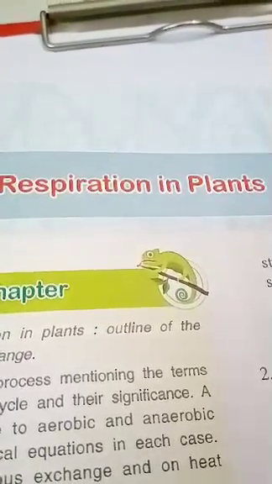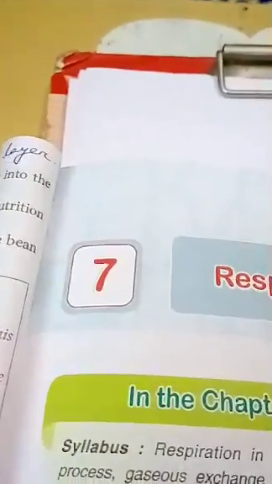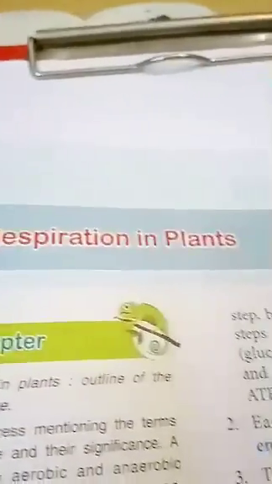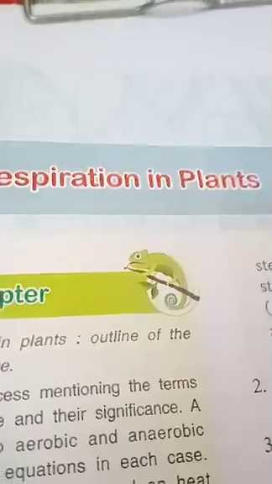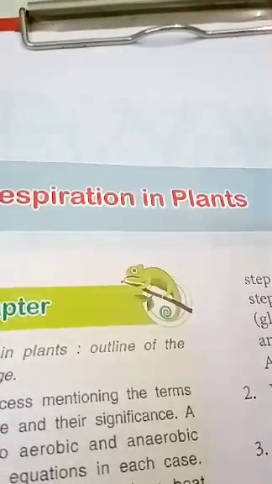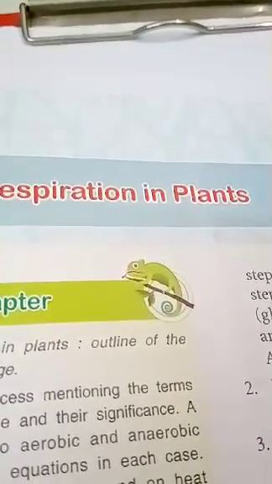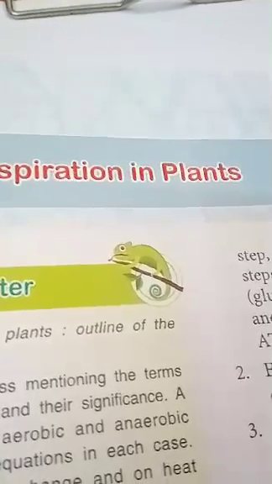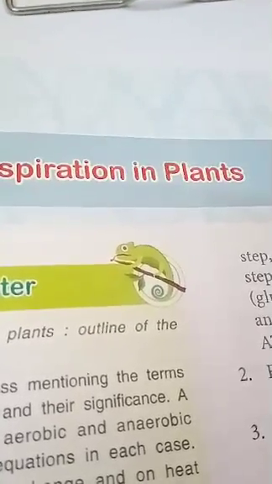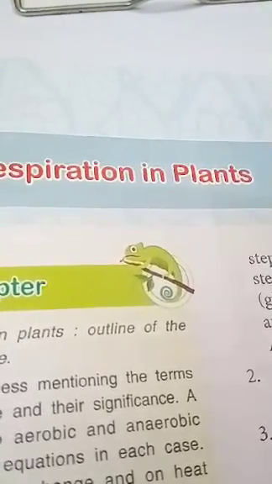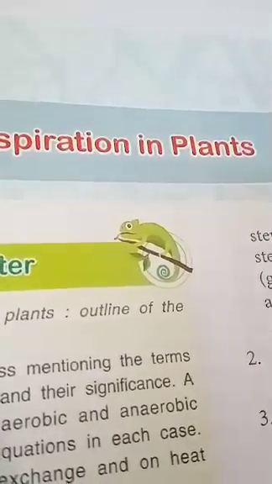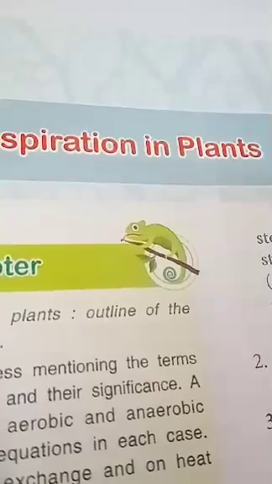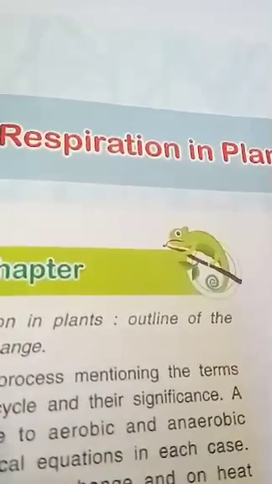Now to continue, chapter 7 in your textbook is respiration in plants. Children, in this chapter we will read about the different types of respiration that take place in plants and how they take place, and also a few experimental setups which will prove what the different requirements are for the process of respiration. Okay, now let's start with the first one.